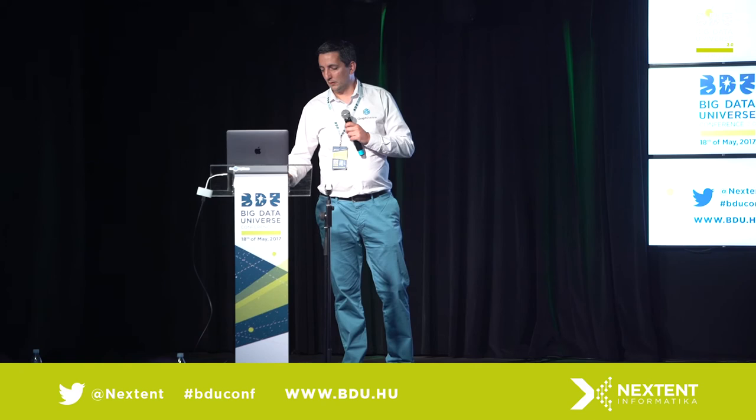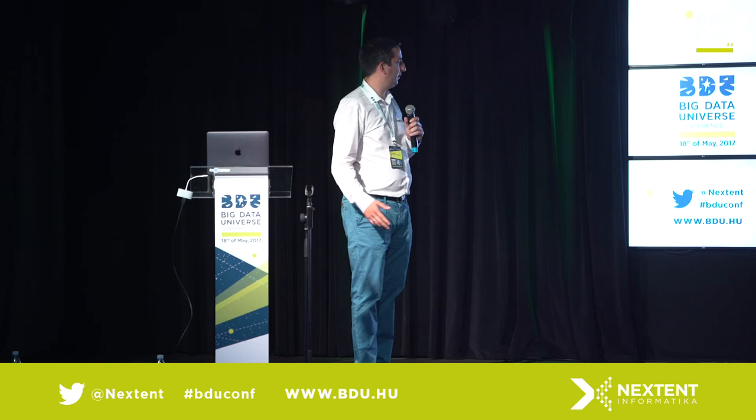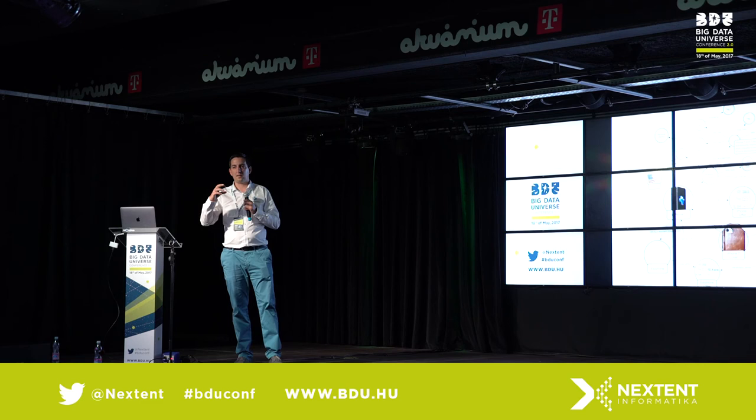So this picture is from my colleague, Dr. Alessandro Negro. He made a blog post about search relevancy last week, and I used his pictures. So this is about a product catalog. If we have an iPhone 7, we have some description, we have some properties of the iPhone, we have some connected products, which usually are bought together with the iPhone.